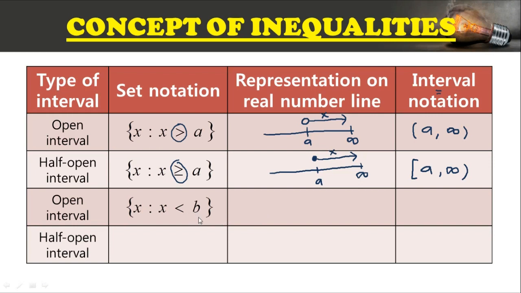Now proceed to the next one, x less than b. When we want to draw the number line, we have only b, right? So b, less than. Okay, no equal, right? So bila no equal, that means we have an empty circle, since our sign is less than. x less than b, so x kurang daripada b. So our arrow should be to the left. This is our x.